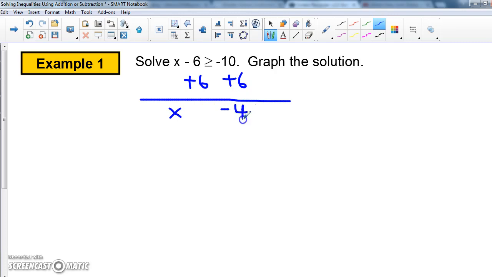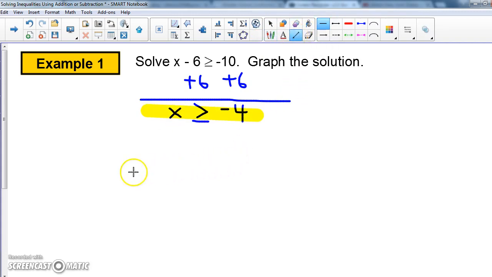Now, when you're doing equations, sometimes you can just write negative 4, and that's fine. However, this is inequalities. You need to have this sign here still. Okay, it would not be right if you just said negative 4. So your full answer is x is greater than or equal to negative 4. Okay, so that takes care of our answer. And now what we need to do is go ahead and graph our solution.